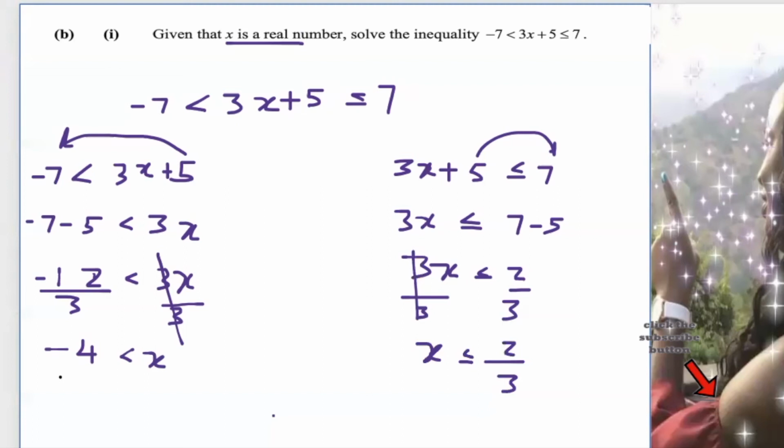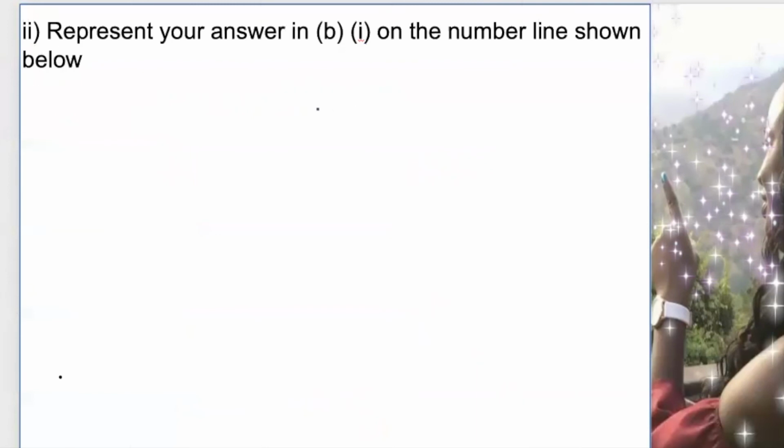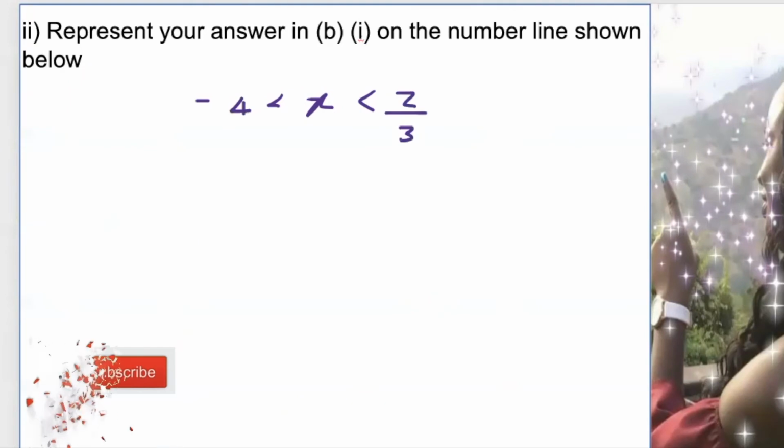Now I'm going to merge this. So merging this, I will have x is greater than negative 4. And on the other side, it's saying lesser than or equal to 2 over 3. So the values are between this range. So here I'm going to use part 1 answer to represent on the number line. So x is greater than negative 4 but lesser than or equal to 2 over 3.